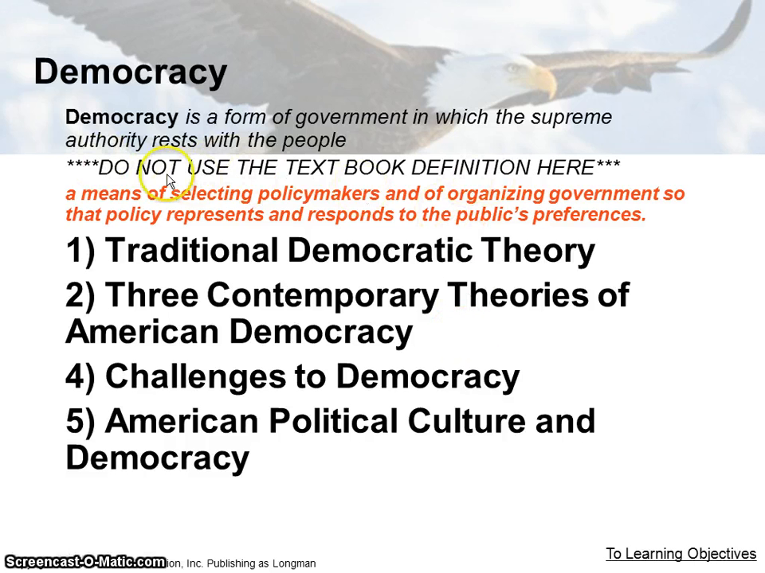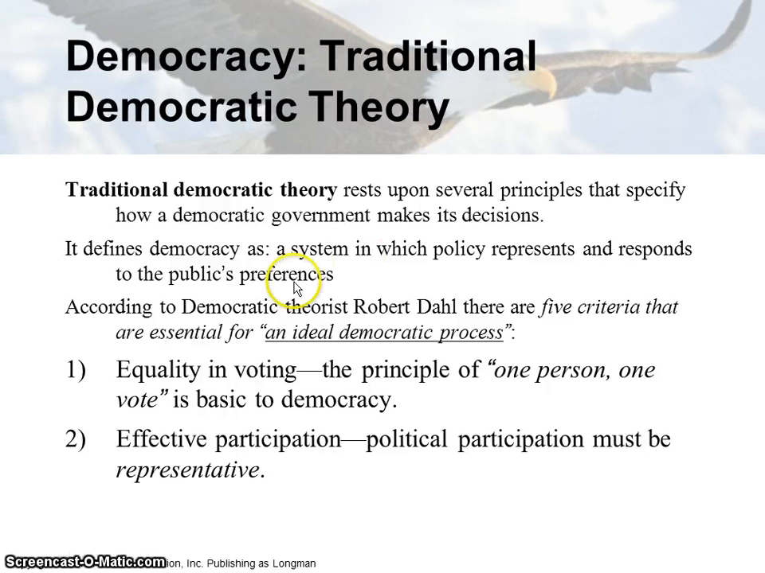You don't want to use the textbook definition here of democracy. For them, it's stated right here: a means of selecting policymakers and of organizing government so that policy represents and responds to the public's preferences. This definition is atrocious. Democracy is simply a form of government in which the supreme authority of that government, the ultimate authority, comes from the people and rests with the people. That's a democracy.